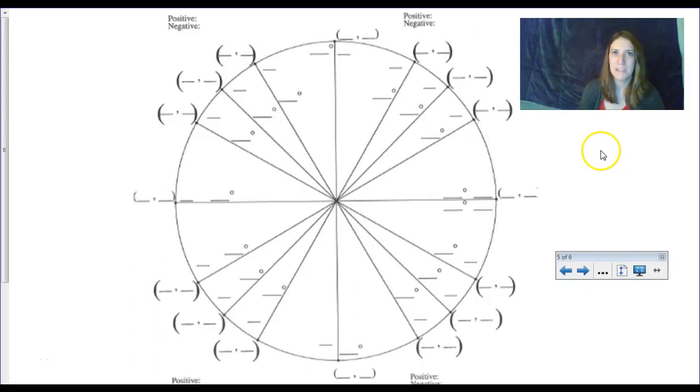Alright, we're going to attempt to fill out the unit circle, and you're going to be asked to do this from memory, and it's going to be a timed assessment. So you have to kind of come up with a game plan on what works best for you.